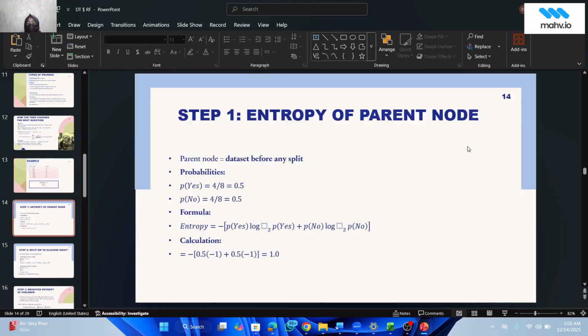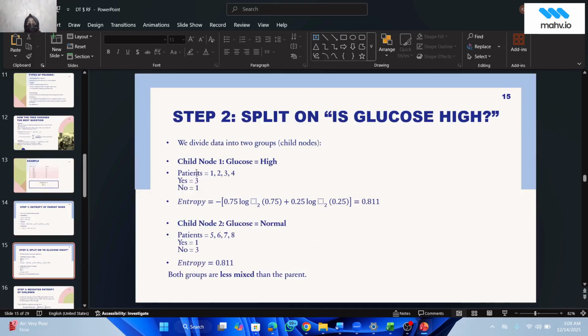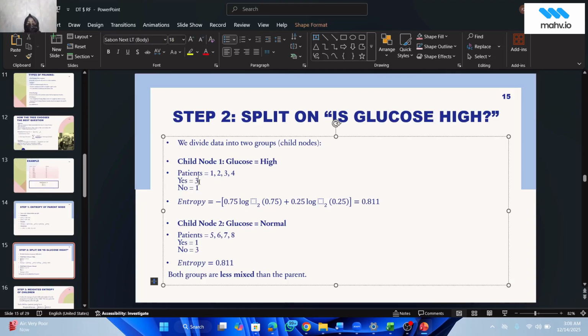So now the data is split. We see patients 1 2 3 4 have glucose high, with 3 yes and 1 no. So we put it in the formula, that is 3 divided by the total patients in that split, which is 4. And we do the same here for child 2. So entropy is calculated separately.